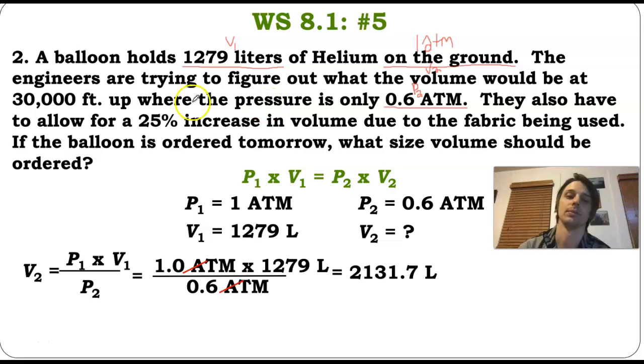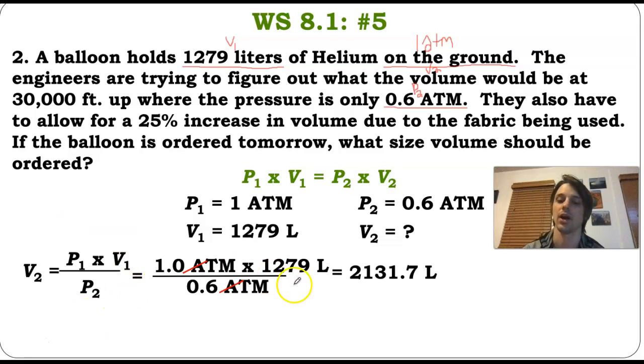Okay, but if I keep reading the question, it says they also need to allow for a 25% increase. Because you want to be safe, okay? If you're traveling up in a hot air balloon, you don't want it so that if I go up any higher, or if the pressure is any different than 0.6, it pops. I want to have some leeway. So I want 25% extra fabric to be used to be safe.